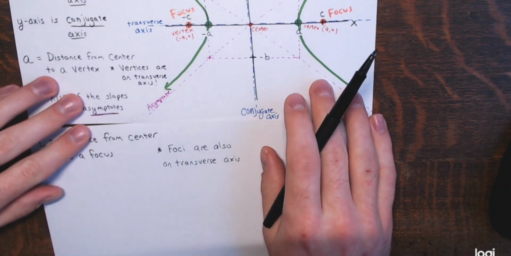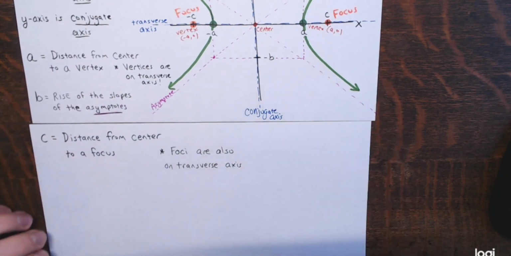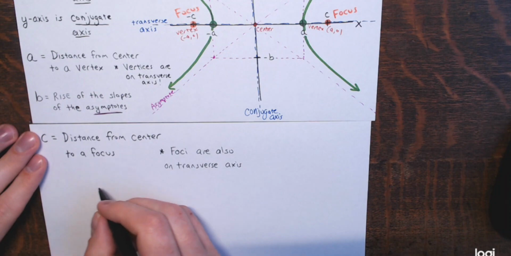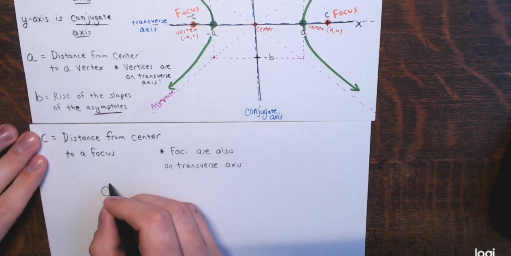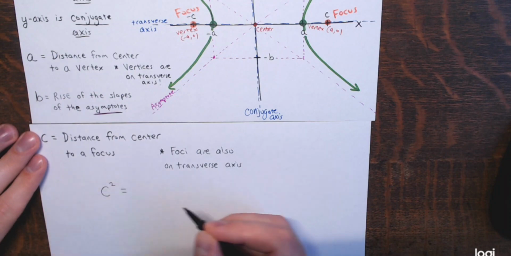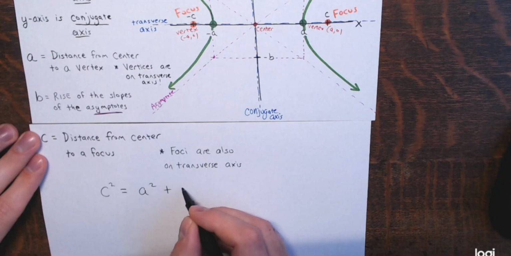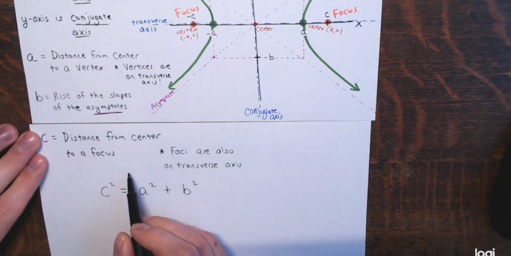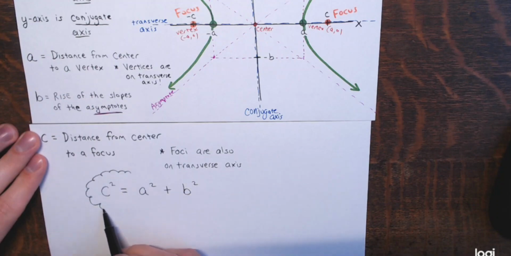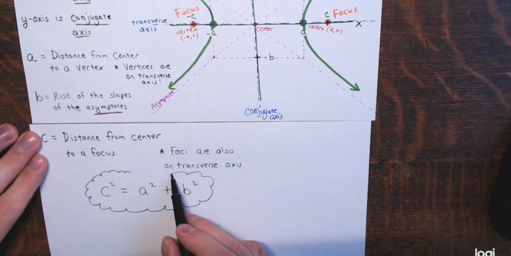A can be bigger than b, b can be bigger than a, and you're going to have to remember this relationship, that c squared for a hyperbola will be equal to a squared plus b squared. Not a squared minus b squared. This is a relationship you're going to have to remember to help us find these foci.